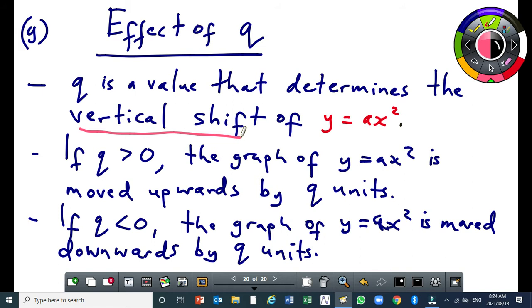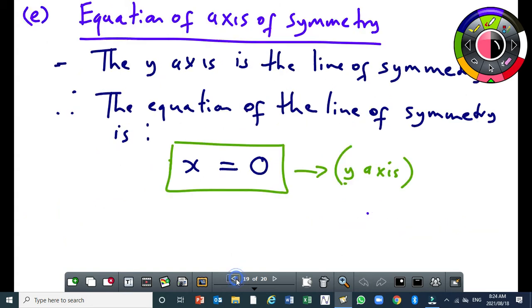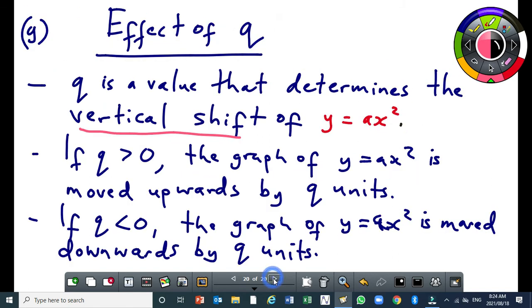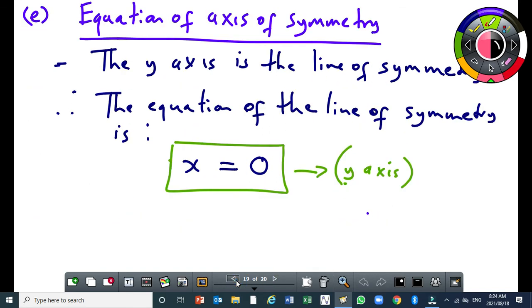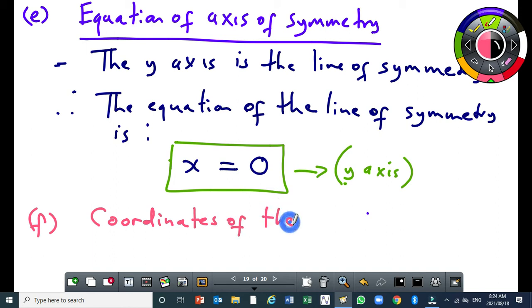I think I'm done. Let me go back to the turning point. Yeah, I'm just going to add that here. So for me, this is going to be F. So, okay, let's say coordinates of the turning point.